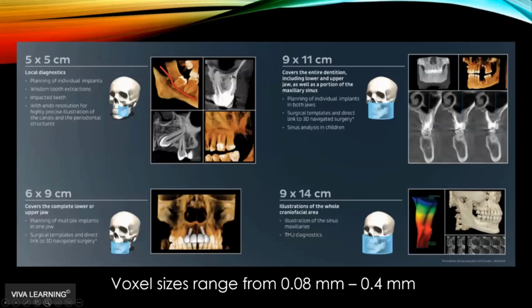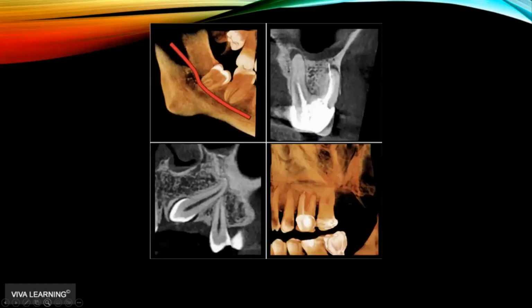Voxel sizes in CBCT, particularly on this machine, range from 0.08 millimeters to 0.4 millimeters. Medical CT imaging, usually 0.4 or 0.5 millimeters. So our spatial resolution is much better than medical CT imaging.